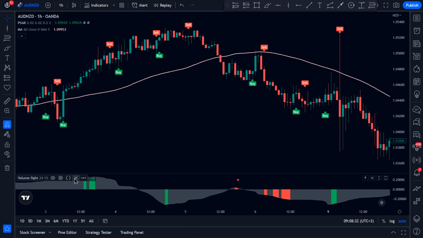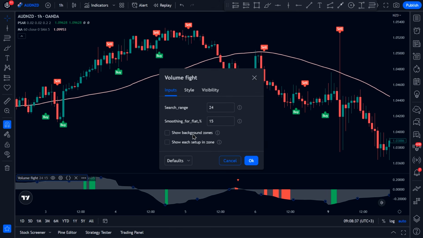Looking at the settings of this indicator, we can see here there is an option to change the smoothing for flat zones. The lower the number, the more false signals you're gonna get, so I recommend leaving it at default. Search range basically means the number of historical candles for which to evaluate for the predominance of bullish and bearish volume. The lower the time frame, the higher this number should be.